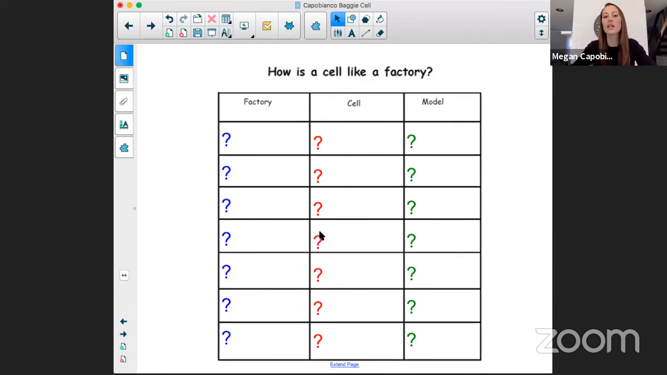What do we think we need? Now you can enter that into the chat box. There's lots of different things that go into a factory. So if yours doesn't make the list, that's totally okay. We can only fit so many.